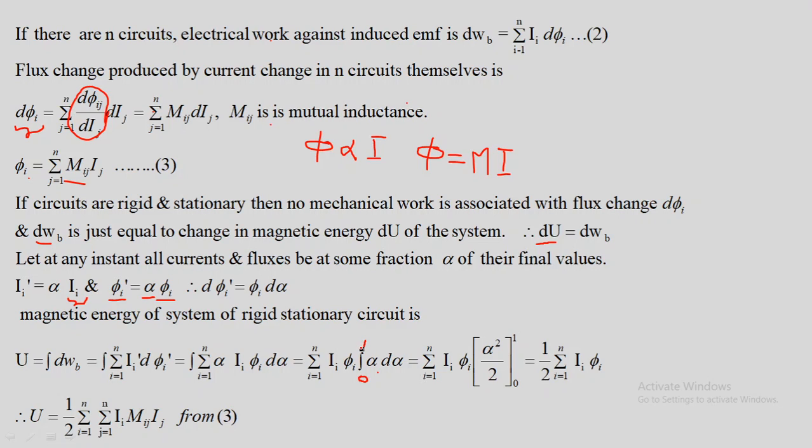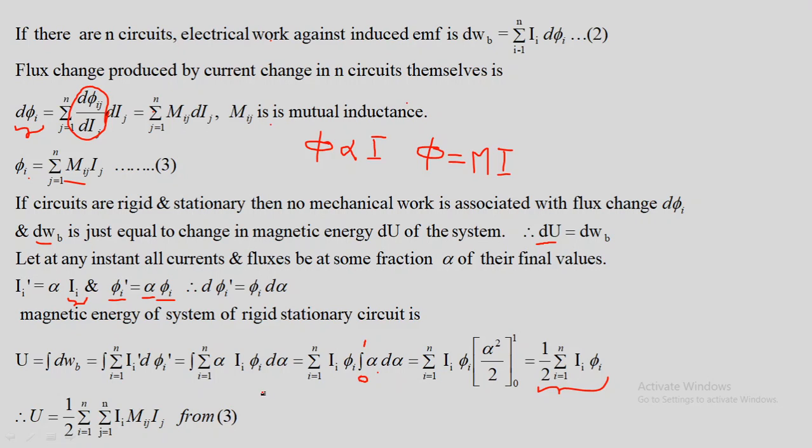See, alpha is a fraction, so the total is 1, starting from 0. When you integrate, alpha d alpha is alpha square by 2. The lower limit is 0, the upper limit is 1, because if you add all the fractions together you get 1. Substituting the upper limit, 1 square by 2 is 1 by 2, minus the lower limit, 0. So that is 1 by 2. So U is 1 by 2 summation i equal to 1 to n of Ii phi i.